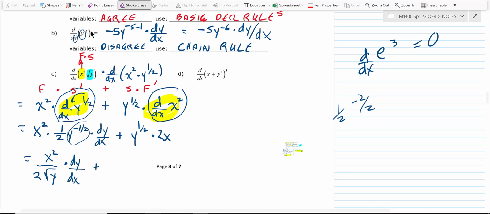And it doesn't matter what order you put these in. It's generally preferred to put stuff in alphabetical order. You don't have to. I wouldn't count that against you if you didn't do that. But that's just sort of the preference, that way you're always going to see that written.